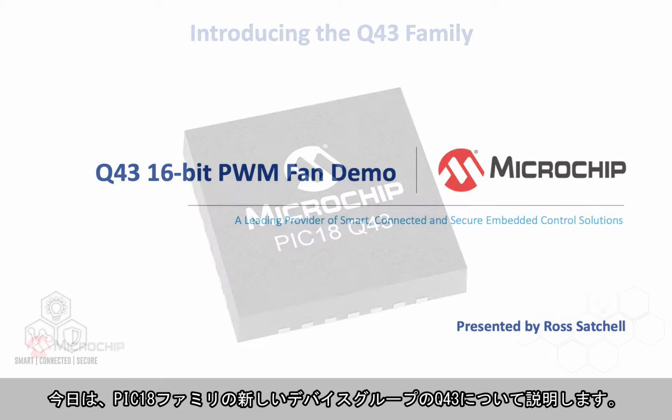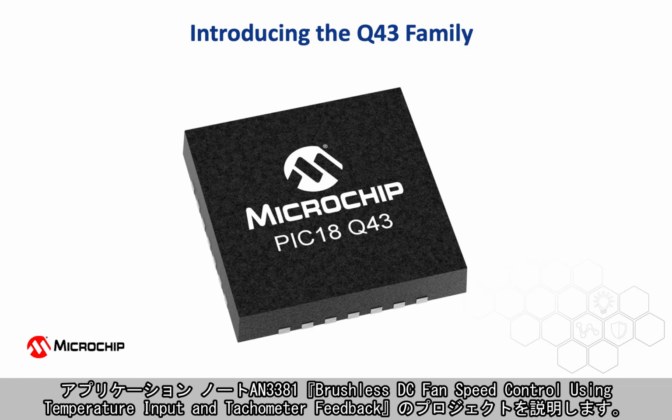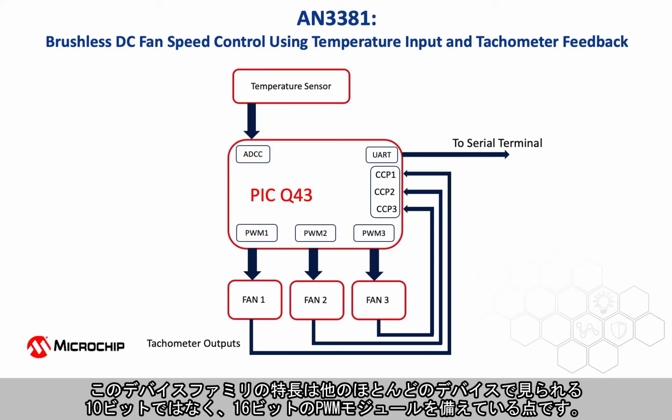Today we're taking a look at the Q43, which is a new group of devices in the PIC18 family. This video goes over the project in the application note AN3381, brushless DC fan speed control using temperature input and tachometer feedback. One of the things that makes this family of devices stand out is that it has a 16-bit PWM peripheral versus the usual 10-bit peripheral found on most other devices.